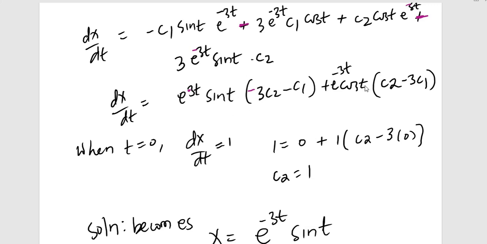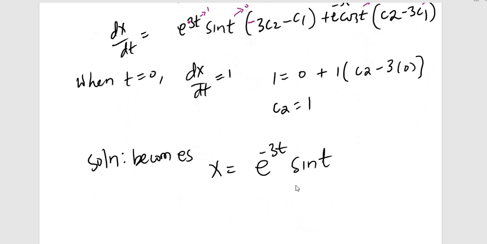And we remain with e to the power 0, which becomes 1, and cos 0 is 1, into c2 minus 3c1. 3c1 is 0 because c1 is 0. So this becomes 1, this also becomes 1, and therefore we shall remain with 1 equal to 0 plus 1 times c2, and c2 is equal to 1.